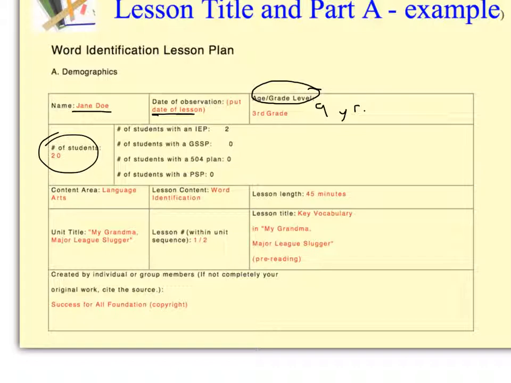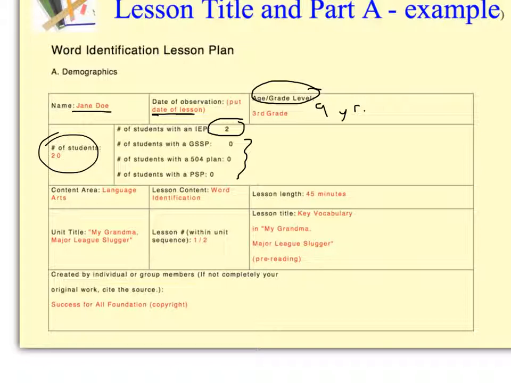And here's the section that I need you to listen to closely. Every lesson plan that you write for this class requires that you have one or more IEPs. The other categories, I don't care for the purposes of this class, but you must have IEPs, individualized education programs or plans. Those are your students with special needs.